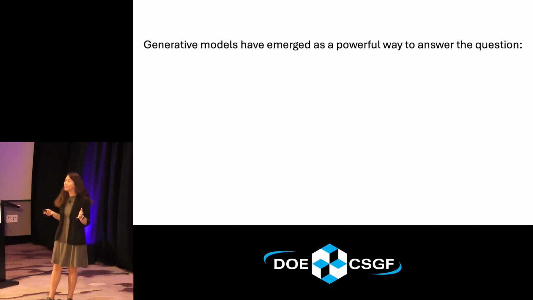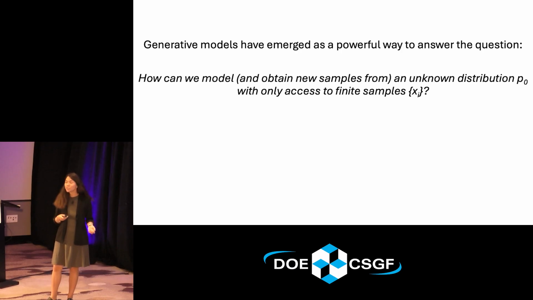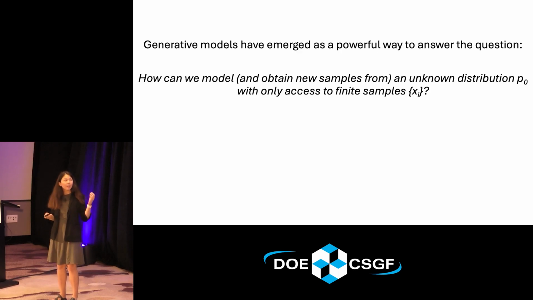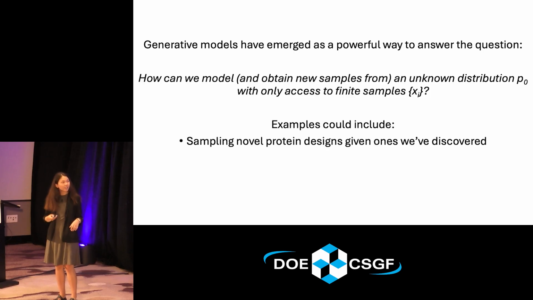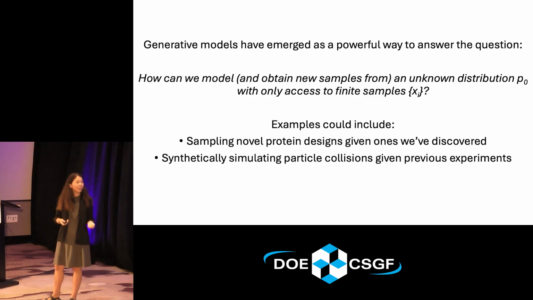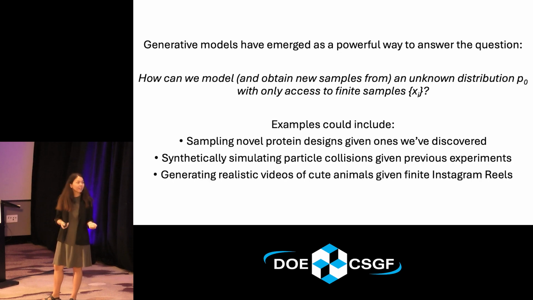Ultimately, at its bare bones, generative models have emerged as a way to answer this very straightforward question: how can we model and obtain new samples from an unknown distribution, P0, that's our data distribution, with only access to finite samples from it? That's our training data. This is a pretty flexible question to ask. Examples could include sampling novel protein designs, given ones that we've already discovered, synthetically simulating particle collisions, given previous experiments, or something silly like generating realistic videos of cute animals, given some Instagram reels your friend has sent you.